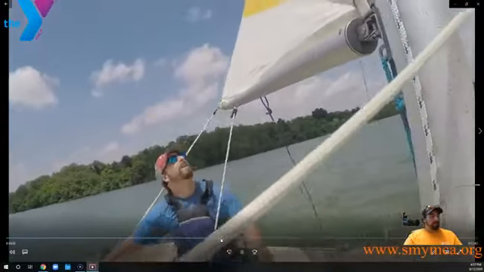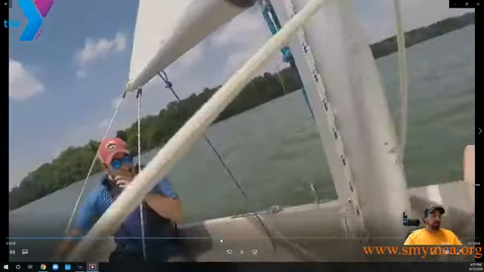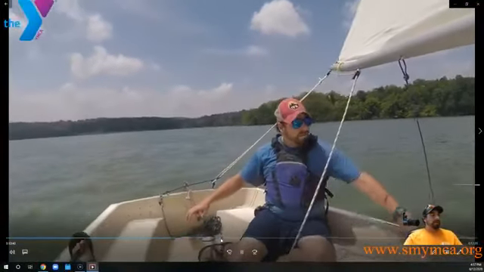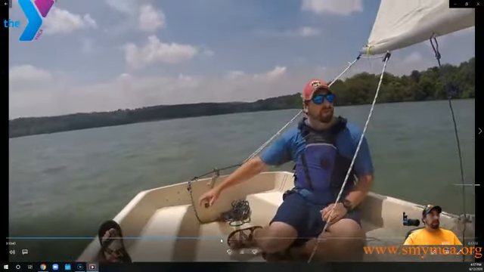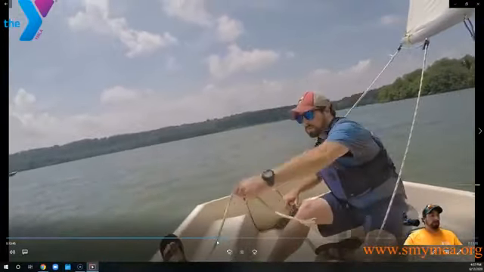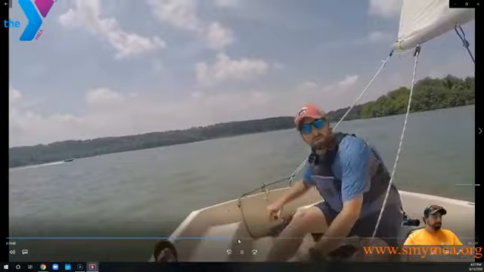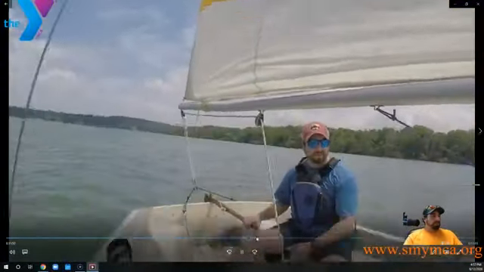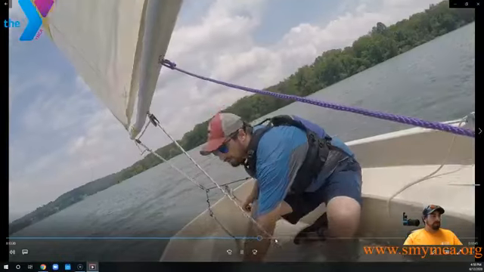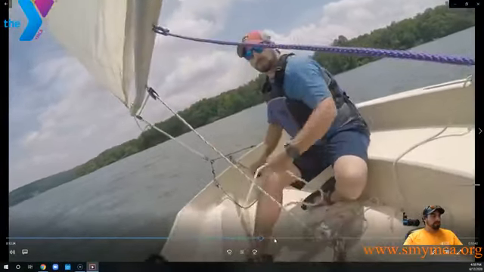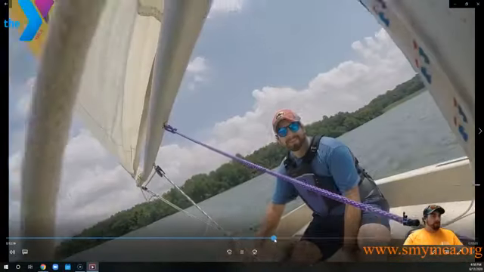The come about, or tack, when you go from port to starboard tack, that one is a little bit slower, but the jibe is pretty quick. Okay. So those are our basic maneuvers here, and we're going to kind of switch and give you a little bit of a point of view of what it looks like being the captain of the boat.